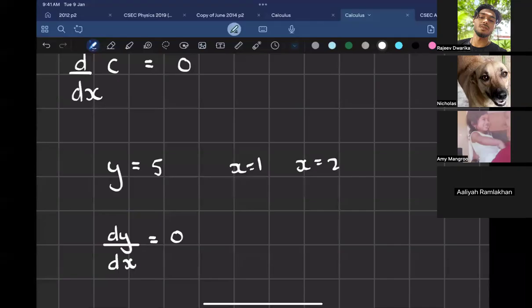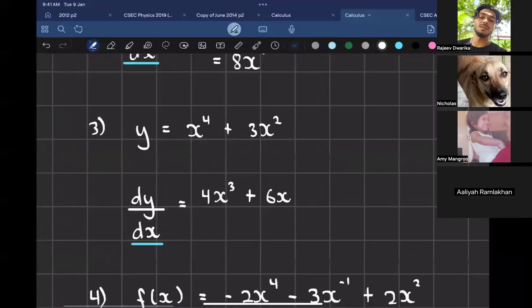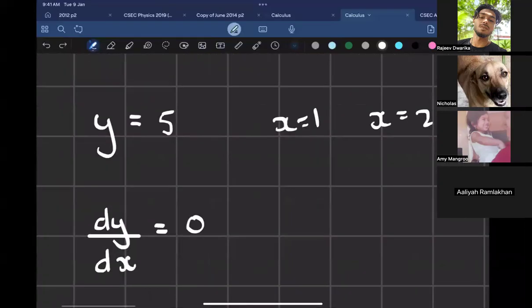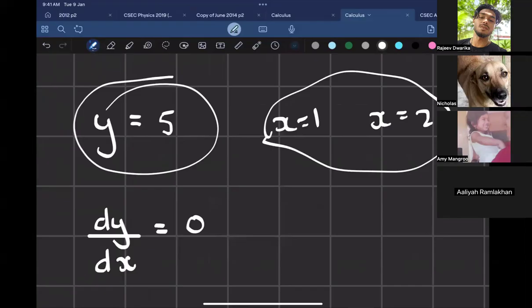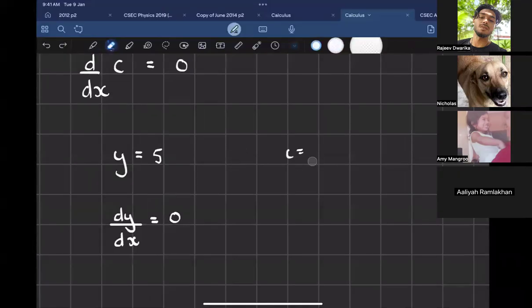Let me understand that one more time. Nicholas, look at this example. I was saying the gradient is the change in y with respect to x. What that means is if I change the value for x, what will change? Y would change as well. Over here, if I say y is equal to 5, x could be anything. Would that affect y? No. So y does not change with respect to x. So the first derivative is zero, right?